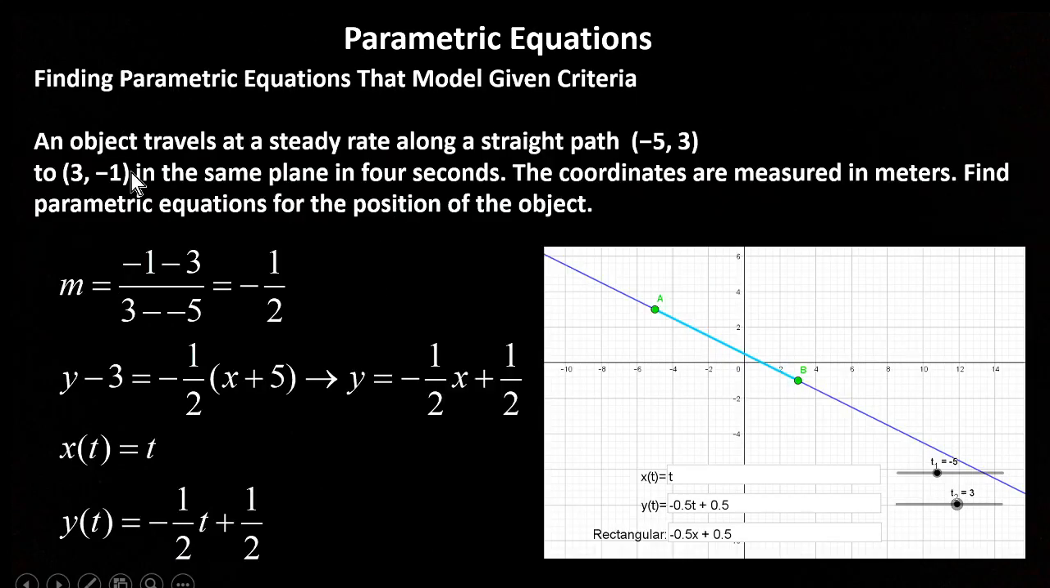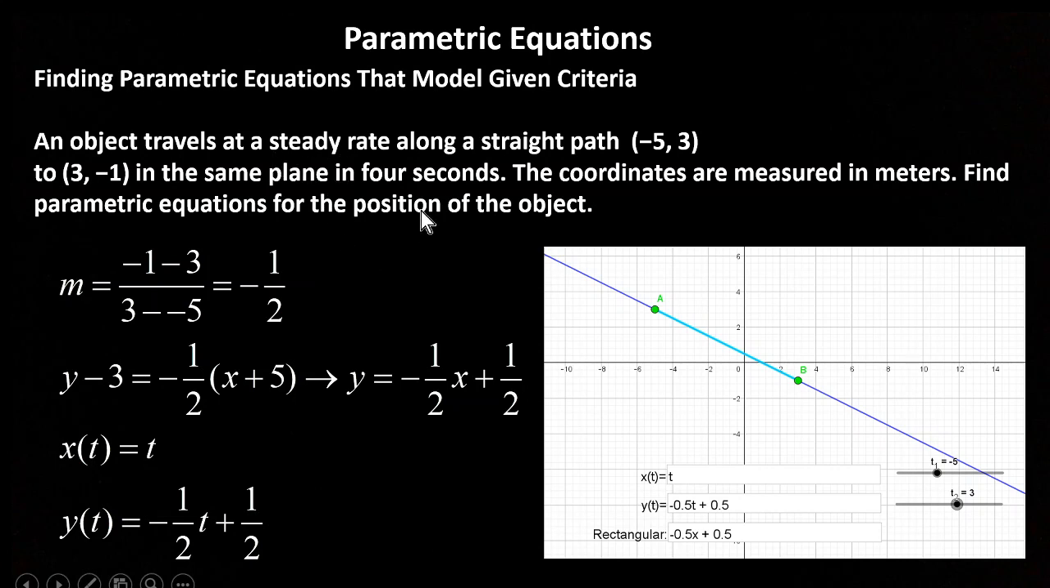So here we go. It says find parametric equations that model the given situation. An object travels at a steady rate along a straight path from -5, 3 to 3, -1 in the same plane in 4 seconds. So what we have is a point that moves from one point to another with a steady rate. The rate does not change because we were told it's a steady rate.